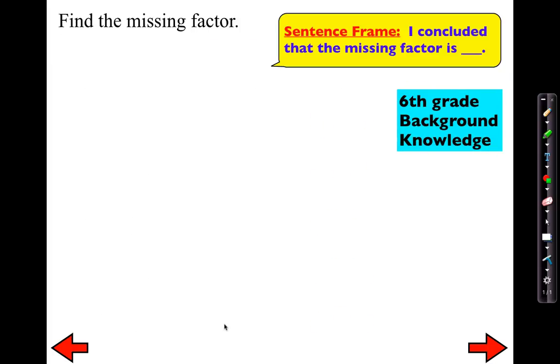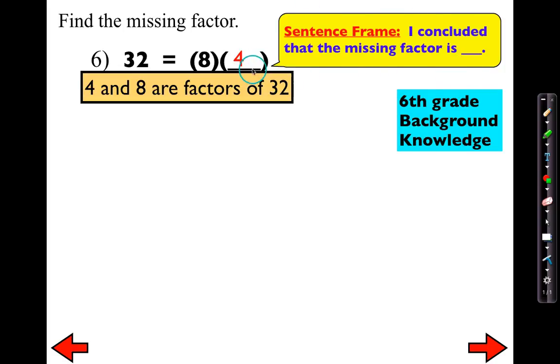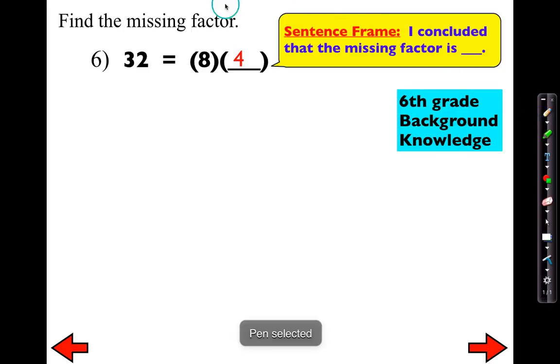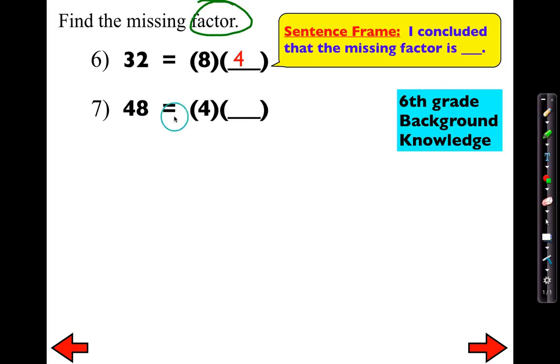No remainders. Okay, so here we're going to practice finding the missing factor. Basically, factors are the numbers that are being multiplied to give you the product. So here, 8 times what gives me 32? The answer is 4. So I concluded that the missing factor is 4. Notice 4 and 8 are factors of 32. Again, these numbers that are being multiplied to give you the product are called factors.